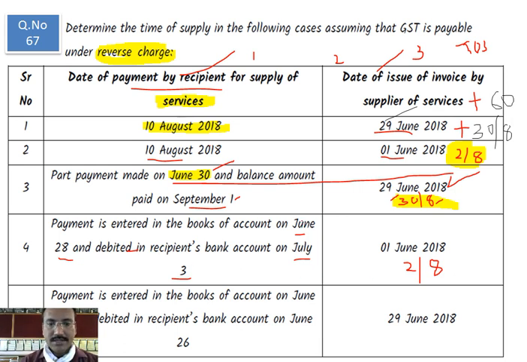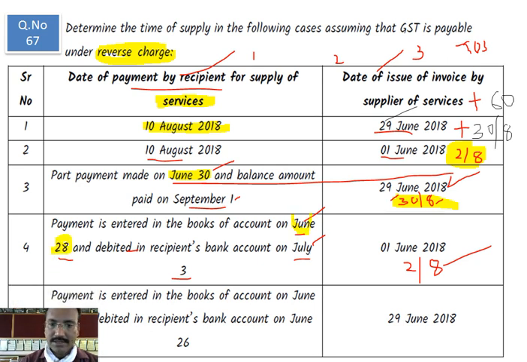The first date is 28th June. Second is 3rd July. Last is 2nd August. Which one is the earliest date? The earliest date is in the June month. That is June 28 is the earliest date. So this was the date for your time of supply.